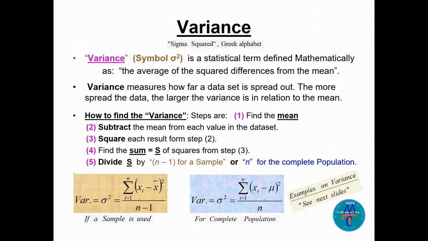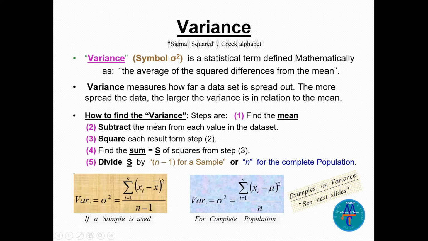The variance is sigma squared. This is a Greek letter, sigma. Sigma squared, this is the symbol for the variance. It's a statistical term defined mathematically as the average of the squared differences from the mean. So the variance measures how far a data set is spread out. The more spread the data, the larger the variance is in relation to the mean.